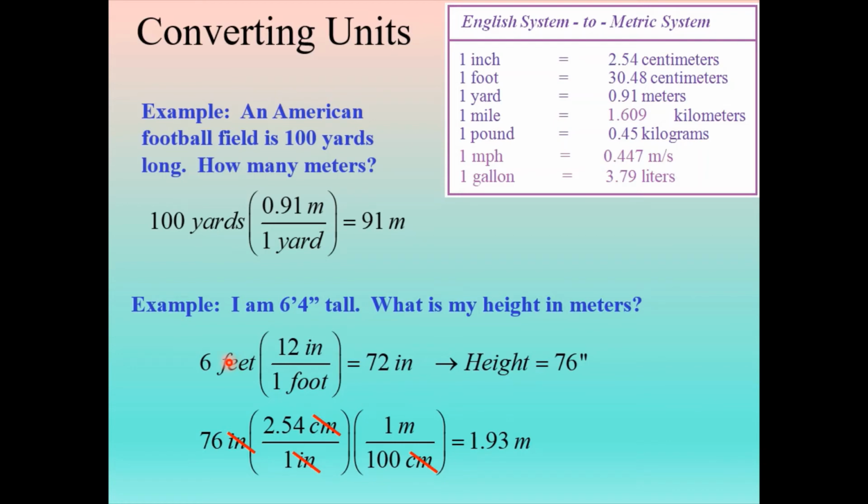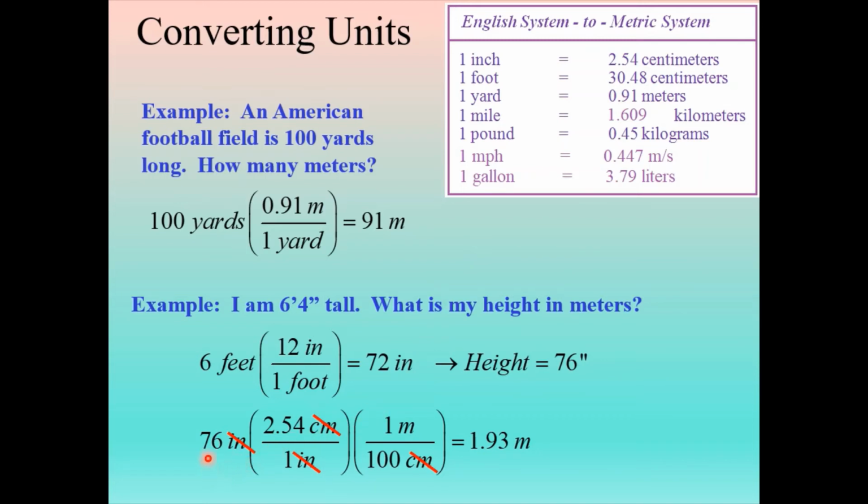And so again, you can see the foot here is going to cancel the foot here. So 6 times 12 is 72 inches. And then since I'm 6'4", I have to add the 4 inches to that. So my height in inches is 76 inches. So now let's convert that to meters. So if you look up here, there's no conversion from inches to meters. So let's do it in 2 steps.